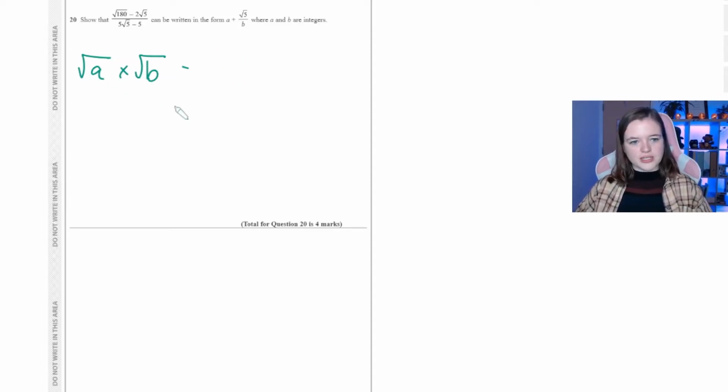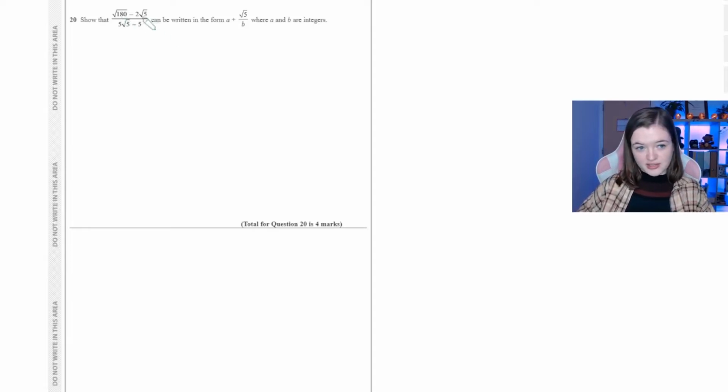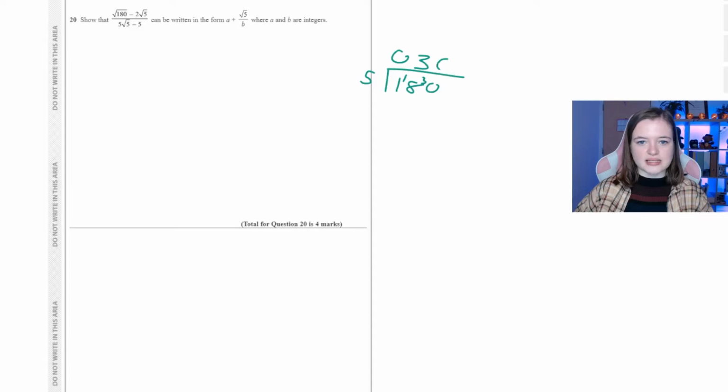So let's have a think about what will do that. I'm thinking that 5 might, because there's a lot of 5s going on over here. We need to leave it in terms of root 5. Let's see how many times 5 goes into 180. I don't know that off the top of my head, so let's work it out. 5 into 1, sorry, doesn't go. 5 into 18, 3 times, with 15, 16, 17, 18, 30. 5 into 30, 6 times. That's root 36, and would you look at that? That is a square number.